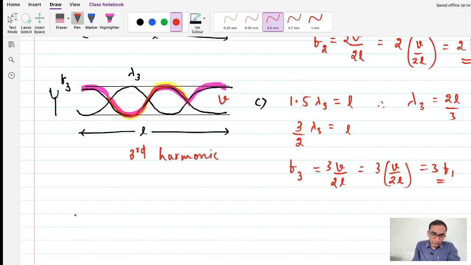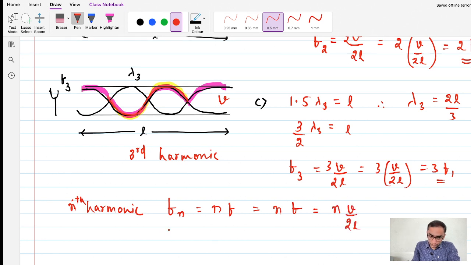And if I want to sum up that, the nth harmonic will be having frequency Fn, that will be equal to n times the fundamental frequency, or in terms of the first frequency you can also write down this as n v by 2L. Writing the equation for the wavelength of the nth harmonic, that will be equal to 2L by n, correct, where n is the nth possibility or the nth harmonic.